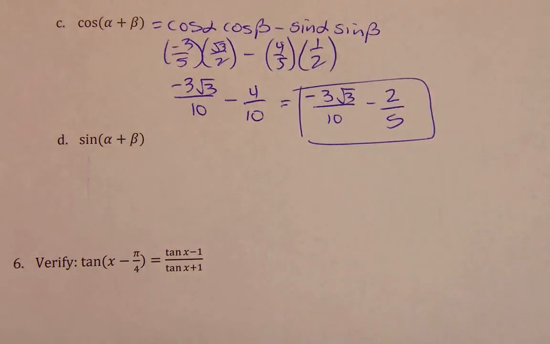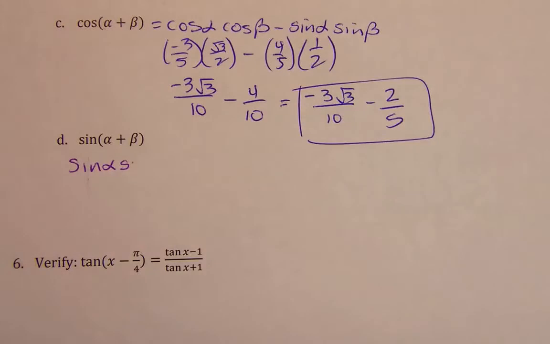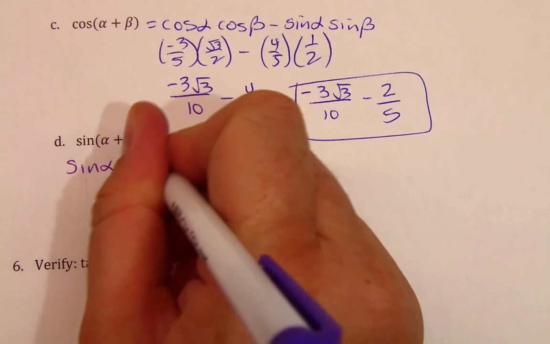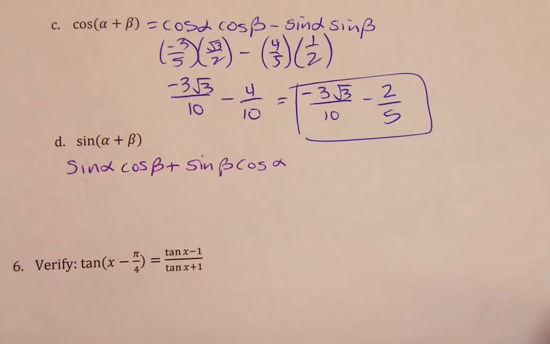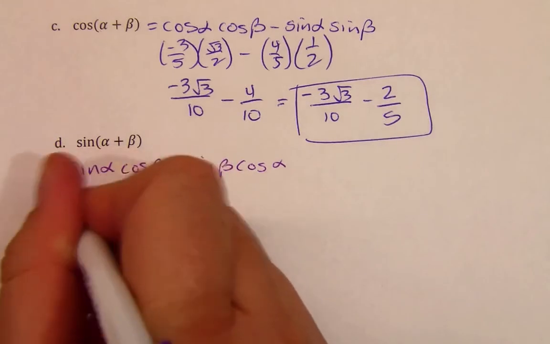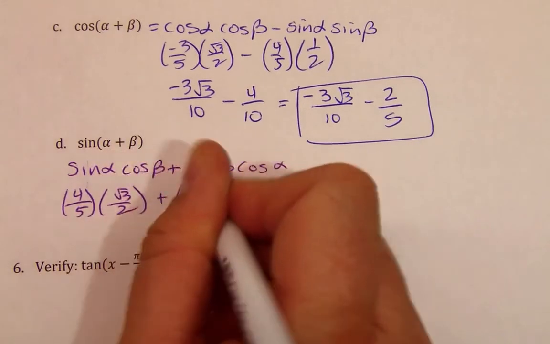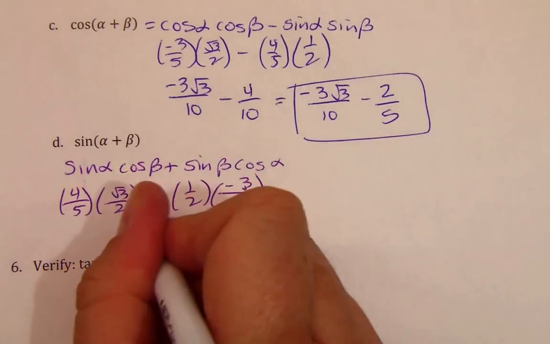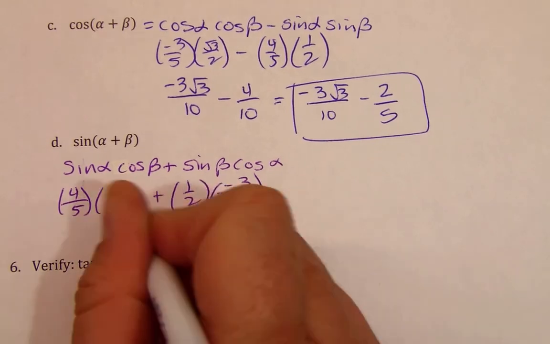Okay. Now for sine of alpha plus beta, the formula is different. Sine of alpha, cosine of beta, plus sine beta, cosine alpha. And it's just a matter of substituting. And then we have 2 root 3 over 5 minus 3 over 10.